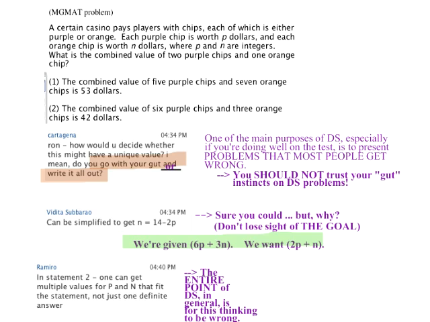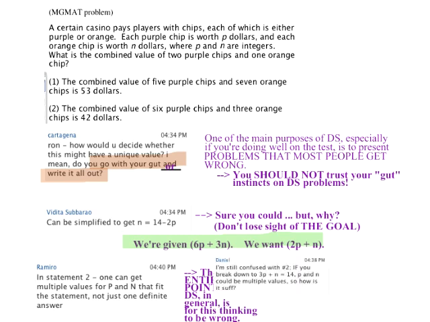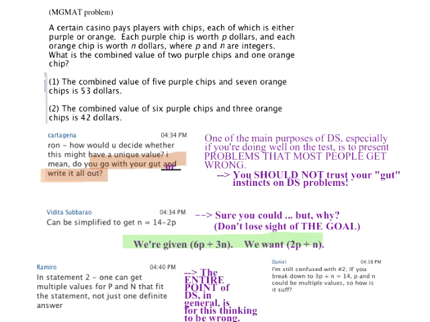If your goal is to find all of the stuff and not just the goal expression, then you're going to be in big trouble. Lastly, let me resize that so we can fit it on the board. You can't break it down to 3P plus N is 14. So watch your arithmetic here. 6 divided by 3 is 2, not 3. So, all right, there you go.